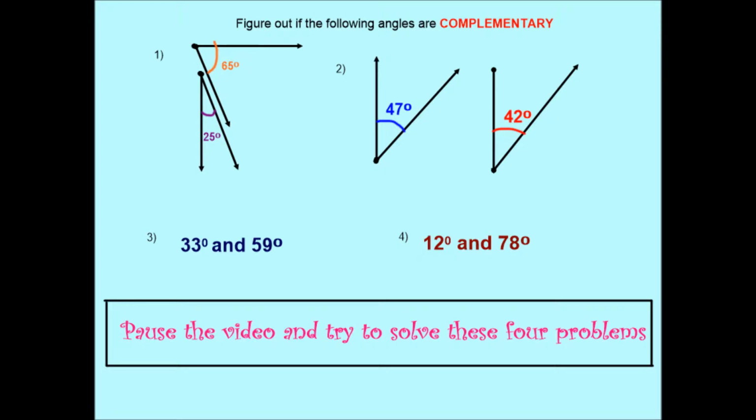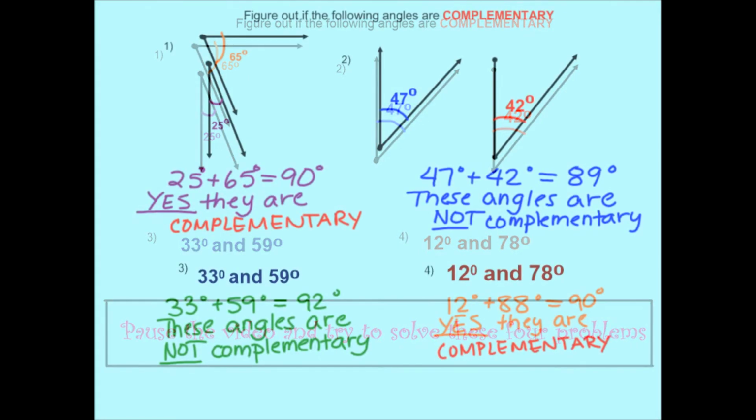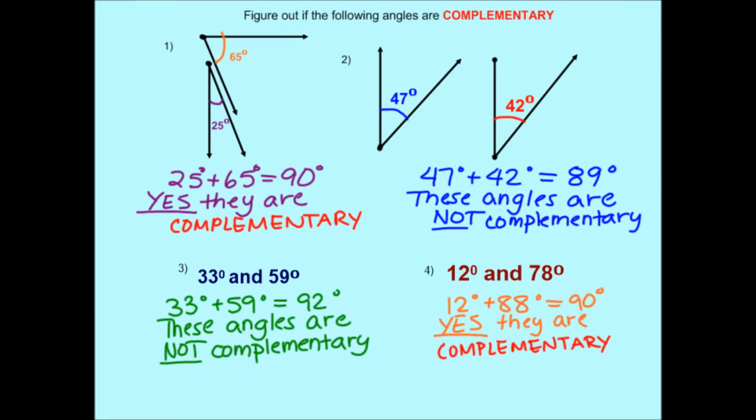Take a second to pause the video and try to solve these four problems. Let's go over the problems. In problem number 1, we have a 25 and a 65-degree angle. When you combine them, they total 90 degrees. That makes these two angles complementary.